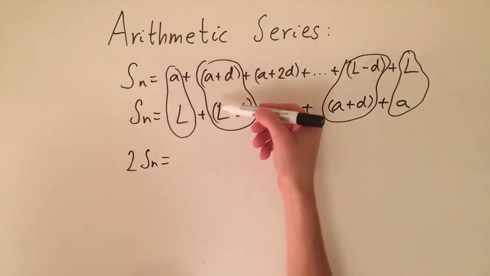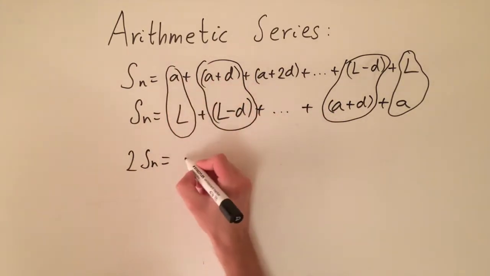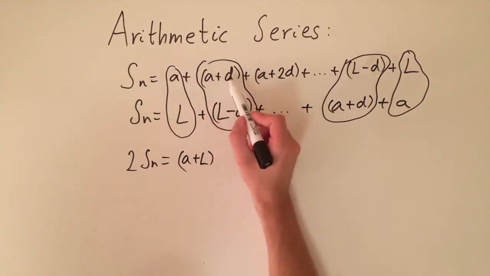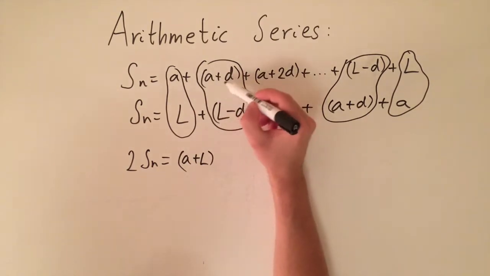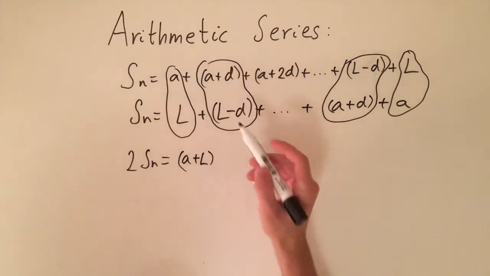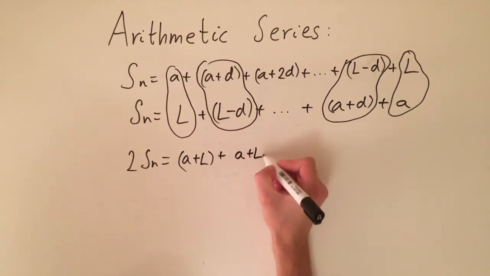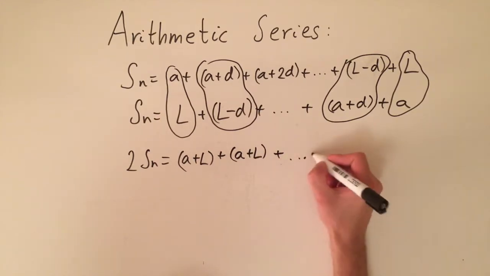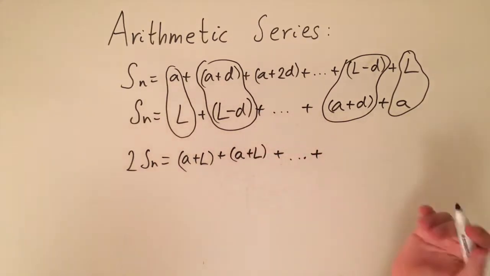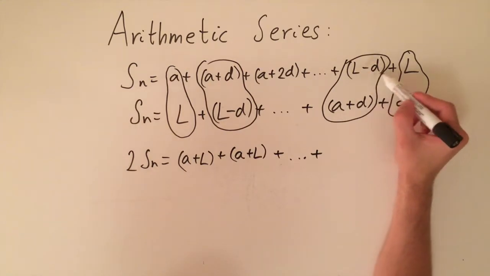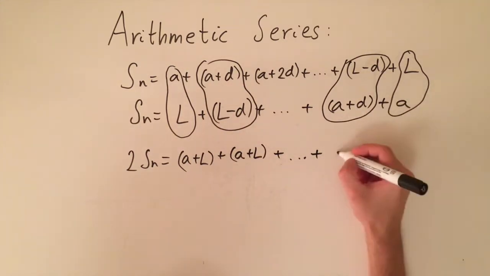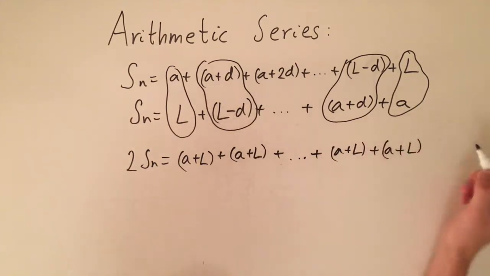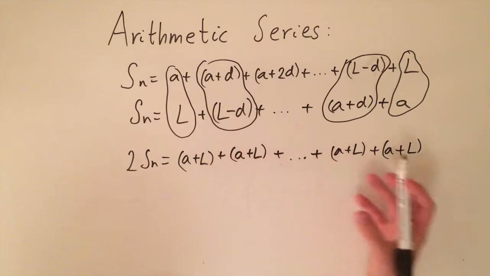And now we add these terms pairwise. So A plus L, that's A plus L here. And then for the second terms, we have A plus D plus L minus D. So we actually get that these cancel out. So we're left with A plus L again. And this pattern would continue the whole way down the series. So we just get A plus L for every term in this new series. And you can see again here at the end, L minus D, A plus D, the D's cancel out, gets A plus L again, and the same for the last term. So now we've got a new series, but every term is exactly the same.